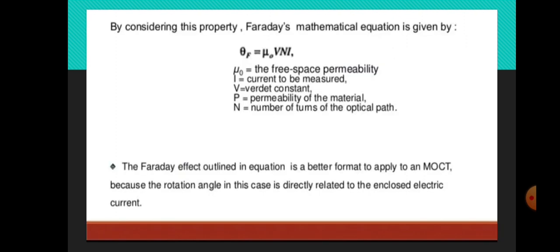By considering this property, Faraday's mathematical equation is given by theta f is equal to mu naught V N I. Mu naught is the free space permeability, I is the current to be measured, V is the Verdet constant, mu is the permeability of the material, N is the number of turns of the optical path. The Faraday effect outlined in the equation is a better format to apply to an MOCT because the rotation angle in this case is directly related to the enclosed electric current.